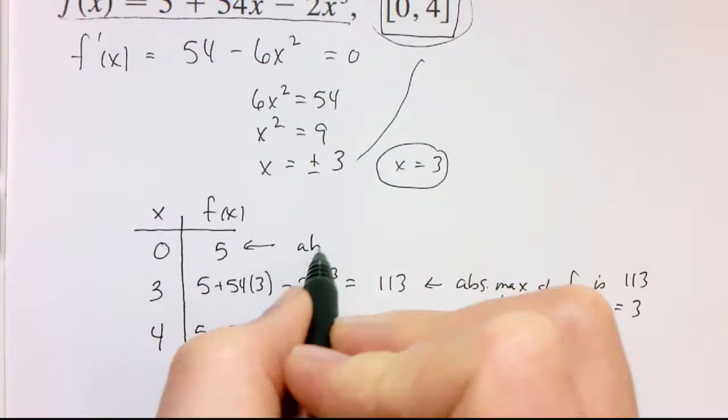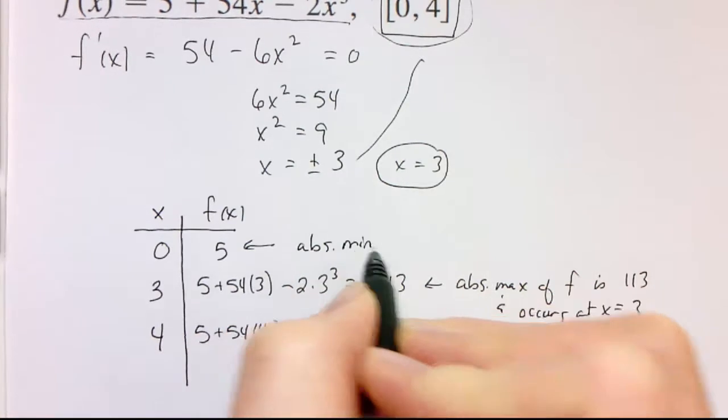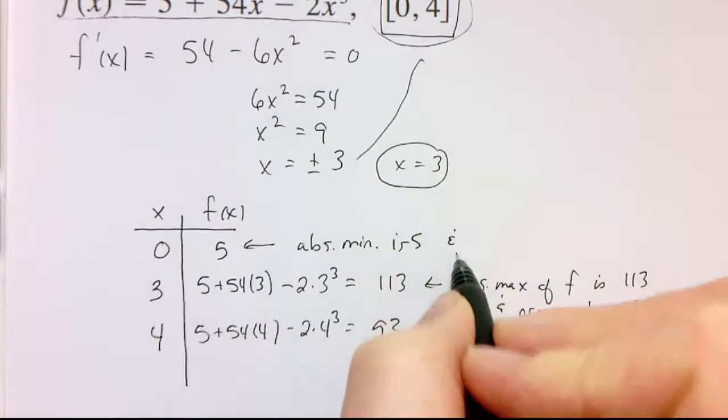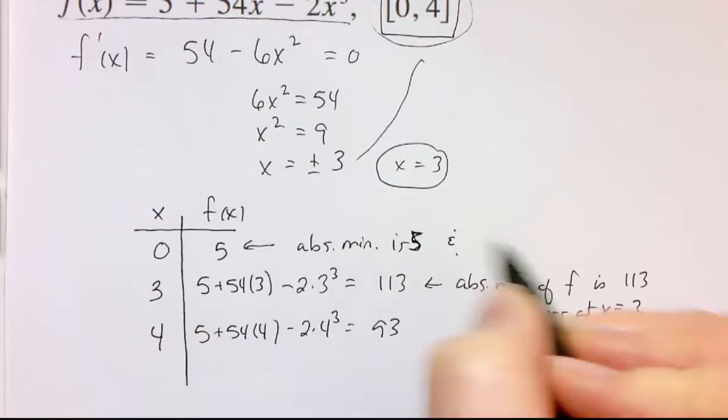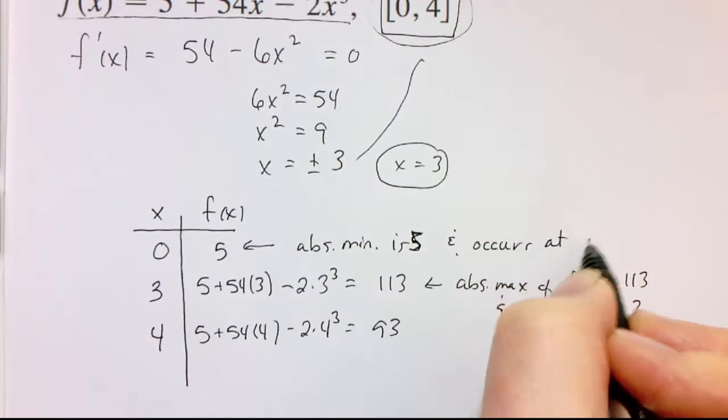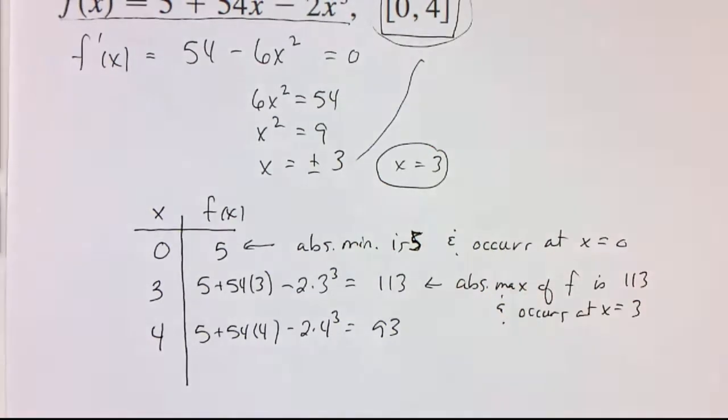The absolute min is 5 and it occurs at x equals 0. So if you've got a function which you know to be continuous, things like polynomials and trig functions as long as you stay in the domain, rational functions as long as you're on the domain, if you know it's continuous on the closed interval, then it's guaranteed to have an absolute max and an absolute min.